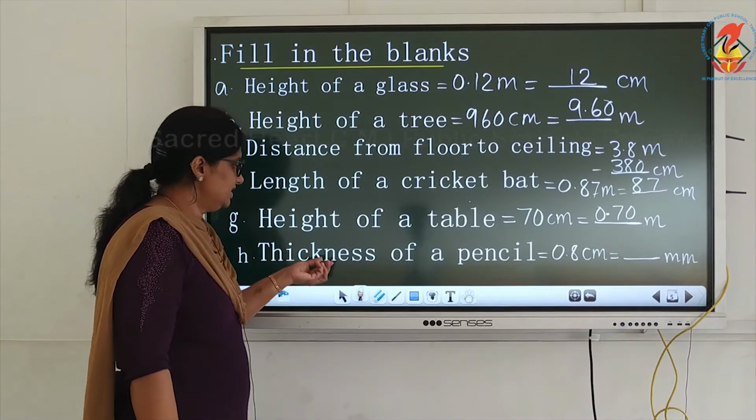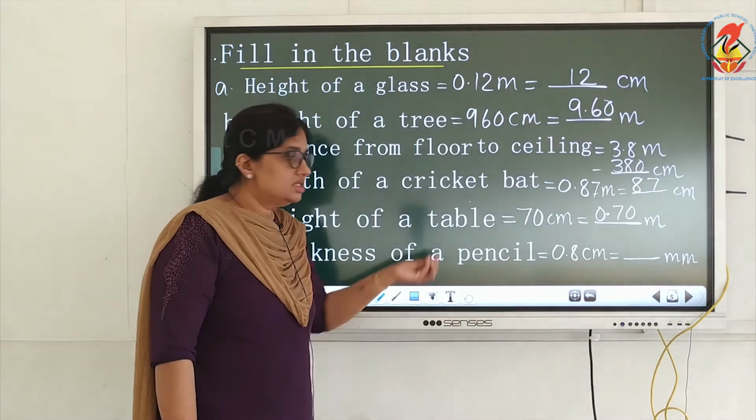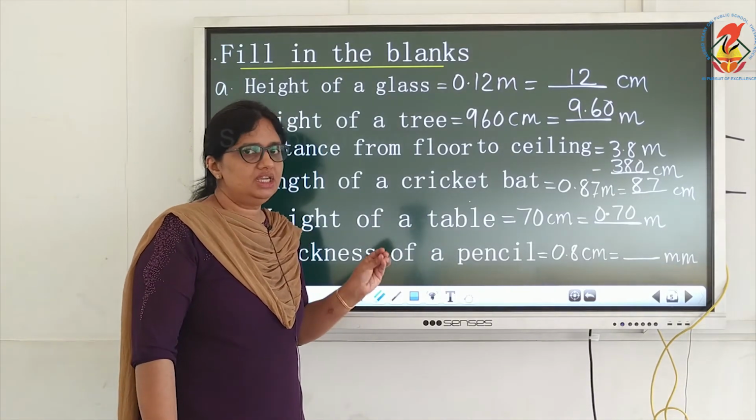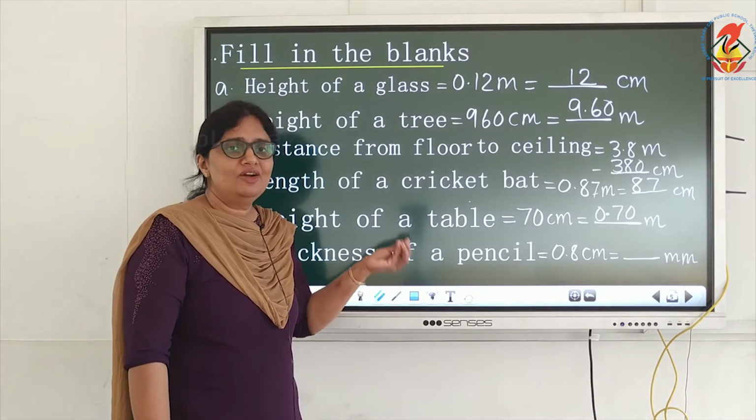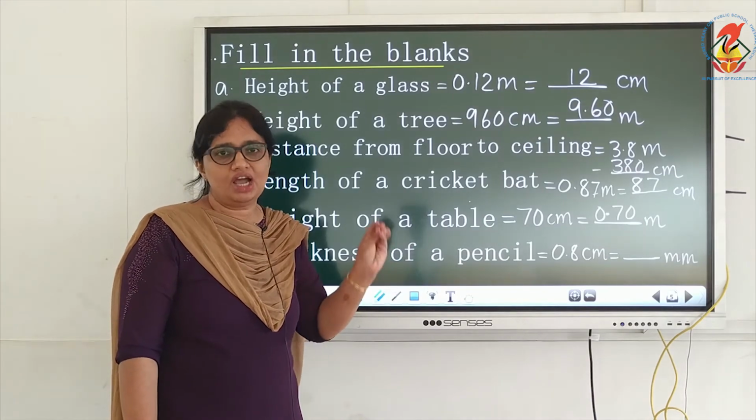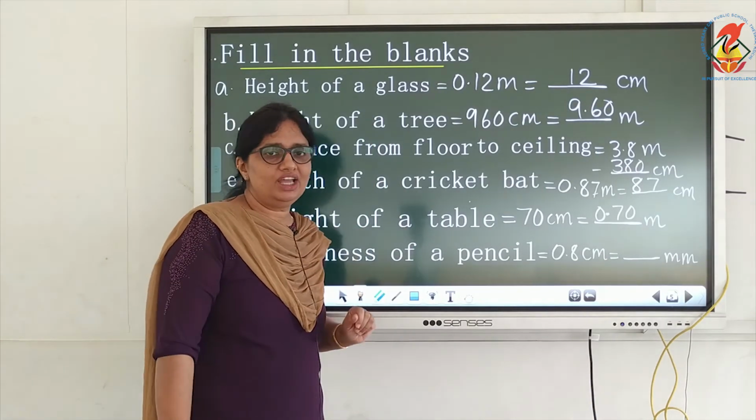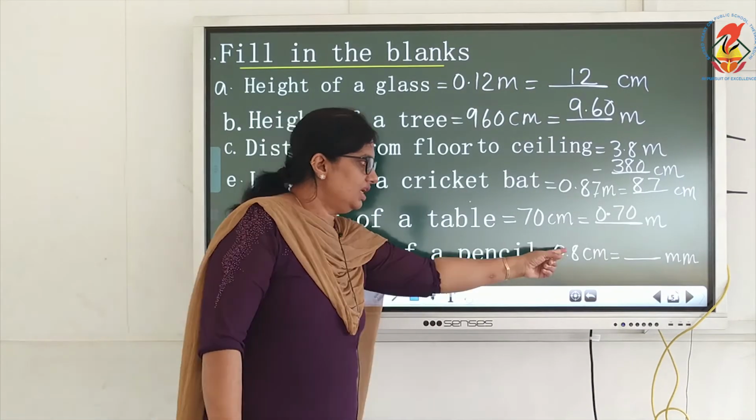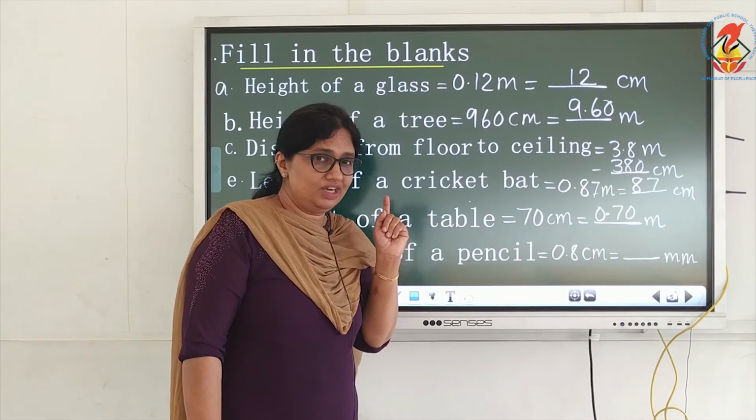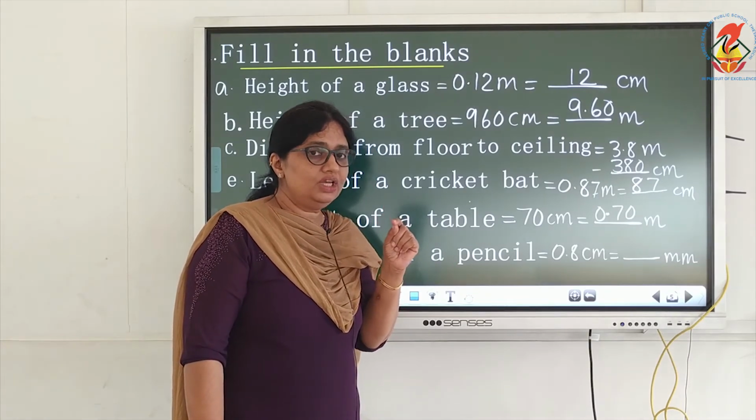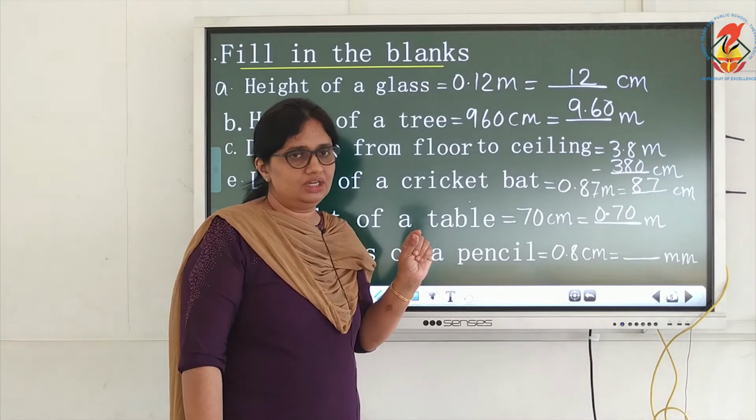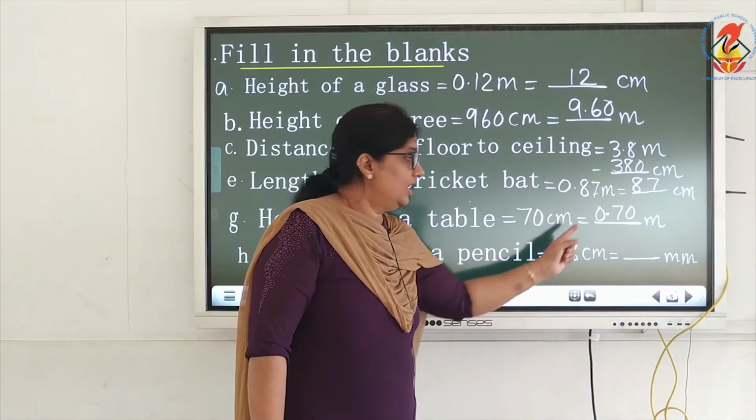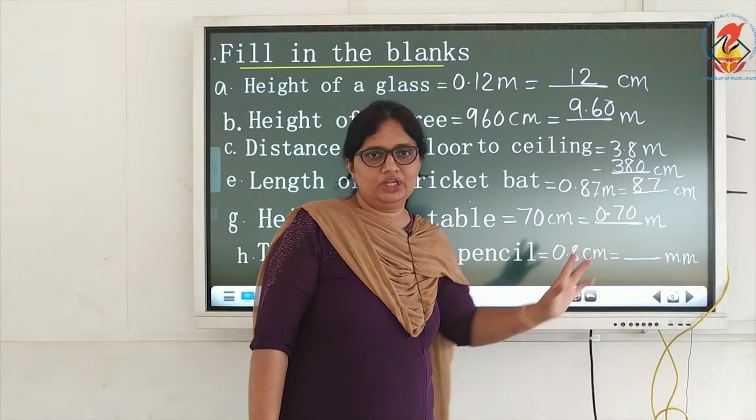And the next one, thickness of a pencil 0.8 centimeter, and we need to change to millimeter. Here centimeter to millimeter. What's the relation between centimeter and millimeter? I told you before, right? 1 centimeter equals 10 millimeter, right? Okay, that's here. Next we need to check what? Smaller unit to bigger unit or bigger unit to smaller unit. Here, children, a centimeter is the bigger one and it is bigger unit to smaller unit only.